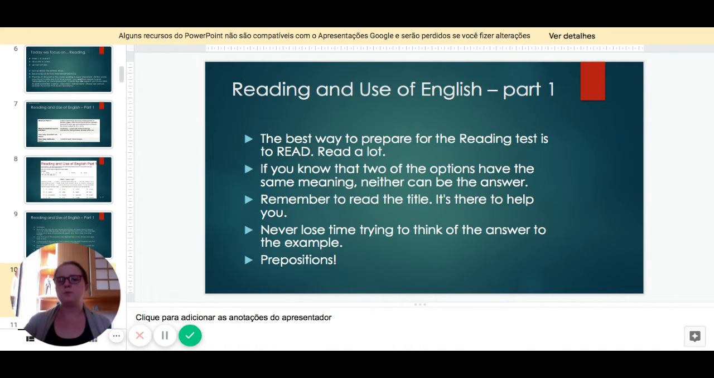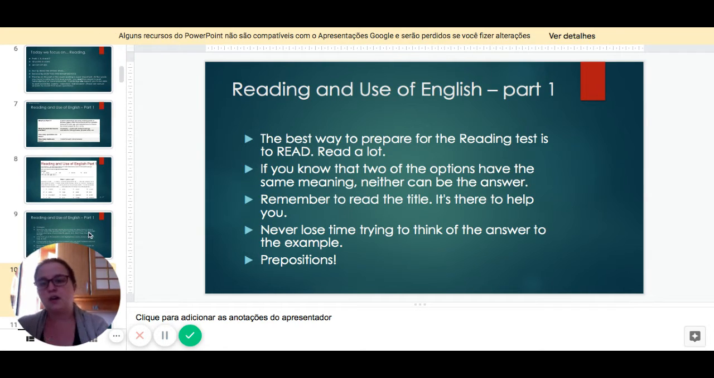So the best way to prepare for a reading test is to read a lot. Read Harry Potter, read The Economist, read the description of the podcast that you are listening to. Read, okay? In this option, as in all of them that have multiple choice, if you see that 2 options mean exactly the same, neither can be the answer. This is for sure, okay? Remember to read the title, never lose time to think of the example, and prepositions.